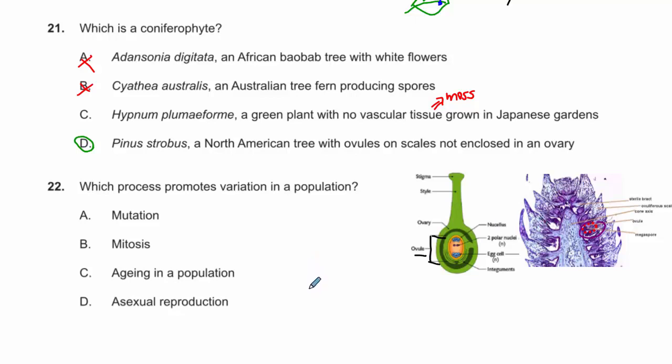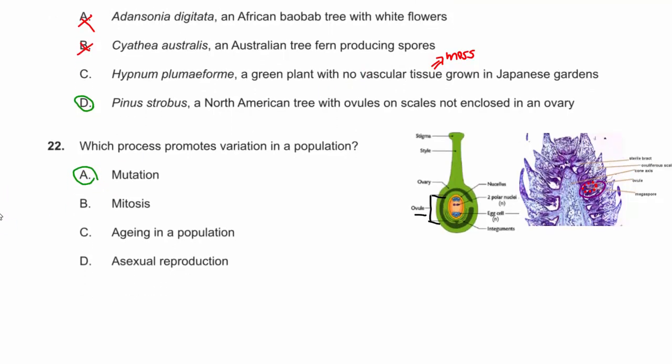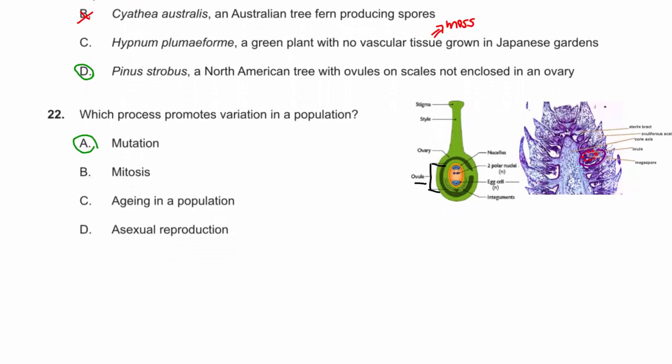22. Which process promotes variation in a population? So A, mutation, that is correct. So mutations are random changes in the genetic code. And those can, for example, change the codon, meaning another amino acid is inserted into a protein, and that can give that protein different features or functions, and that again can give an evolutionary advantage. It can. It doesn't have to, but it can.